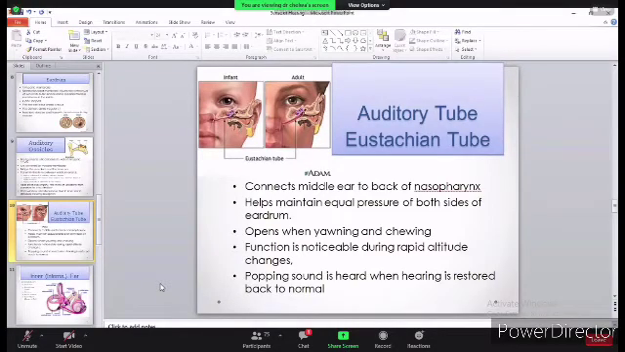So what it does is that it opens the middle ear to the back of the nasopharynx. At what point does it open? When you're yawning. That's why when you yawn like this, you find that there's a pop sound that you hear at the back of your head. That is the eustachian tube opening. Also, when you start chewing, it also opens to equalize pressure on both sides. Okay.